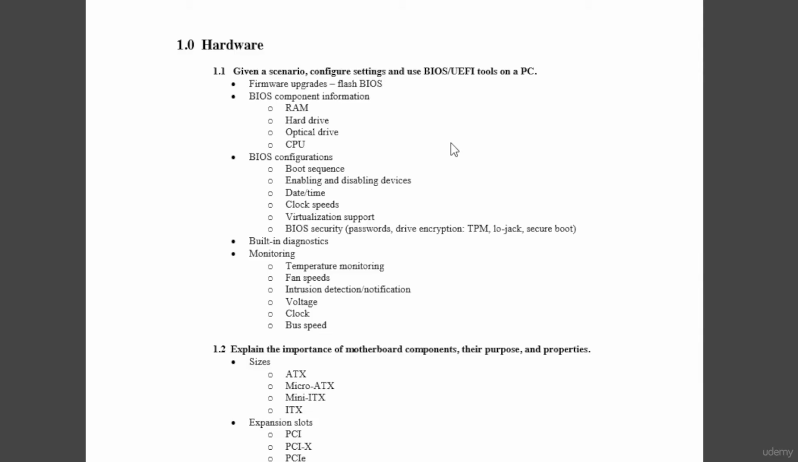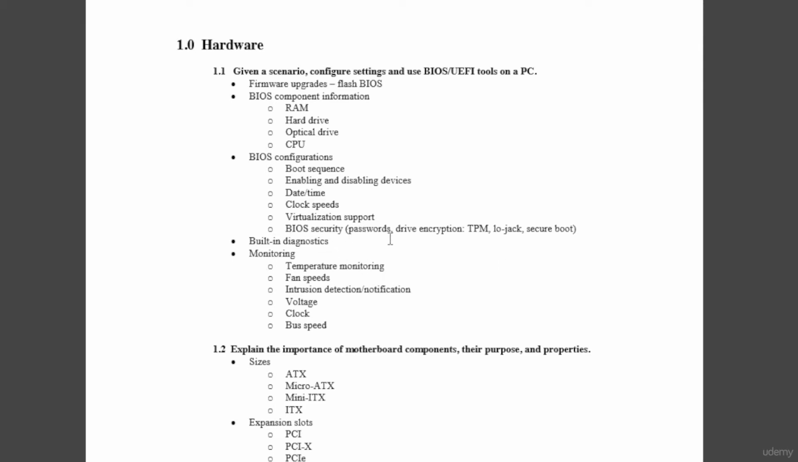So let's drill down even a little bit more. Underneath that second level objective are the specific things you need to do, the actions and the understandings you need to have in your head when you're walking in to take that test. So let's work with something easy. Under BIOS configurations, we see BIOS security, passwords, drive encryption, TPM, LoJack, secure boot.